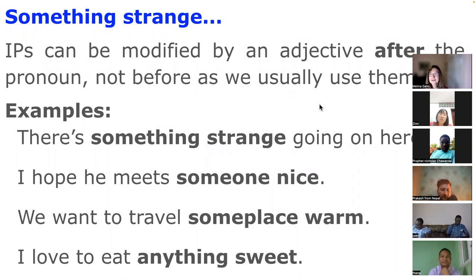The modifier goes after the pronoun. So we say things like, there's something strange going on here, instead of strange something. Or, I hope he meets someone nice. We want to travel someplace warm. I love to eat anything sweet. So in all these cases, the adjective strange, nice, warm, and sweet goes after the indefinite pronoun instead of before, as we normally do.